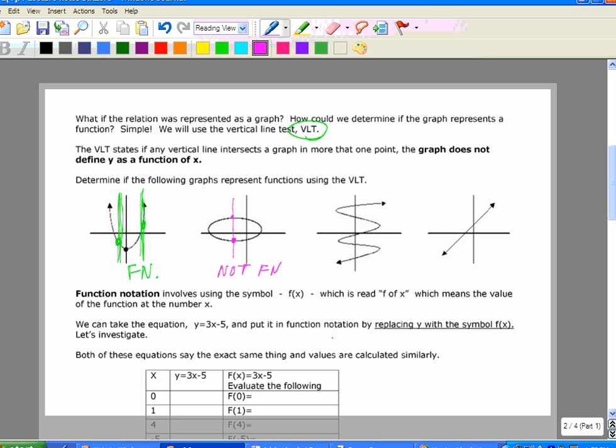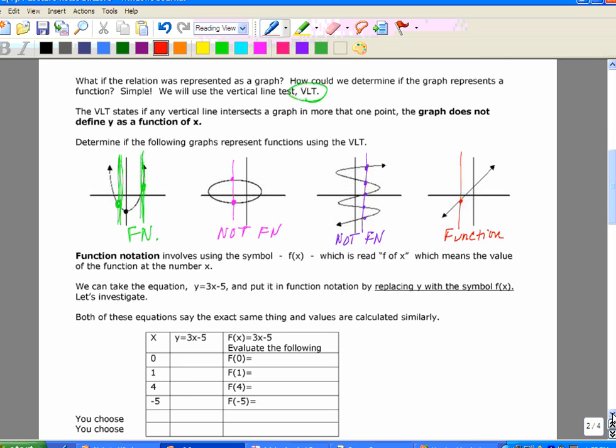Let's look at this kind of squiggly line thing. Let's draw a vertical line through it, and when we do, we're noticing that a vertical line is intersecting at several points, so it's not a function. And finally, let's look at the line there at the end. If I draw a vertical line through this line, it intersects at exactly one point, so it is a function. So that's how we can tell if a graph represents a function or not.